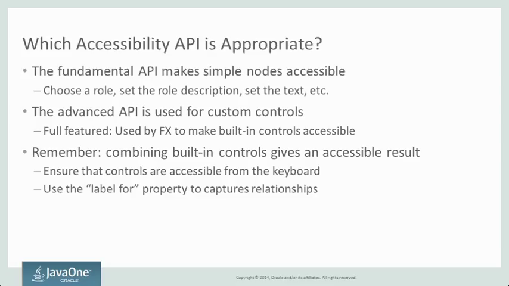Actually, the first one is implemented on top of the other, right? The properties are using the advanced, if you want to call it that way. So 99.9% of the time, stick to the 3-4 properties and you're good. The more advanced API is used for custom controls, where you may need to use the action. And if you build your application out of standard FX controls, they will all be accessible. And label.for will connect it all together for you.